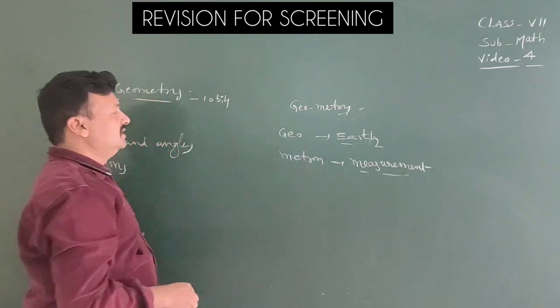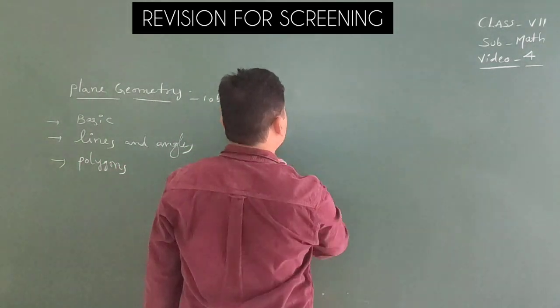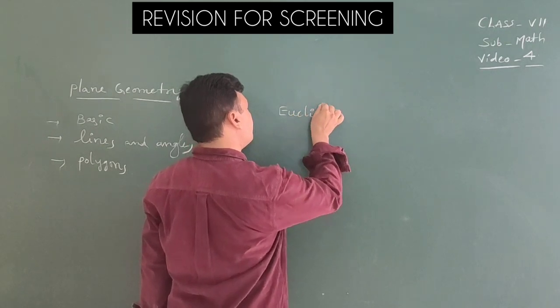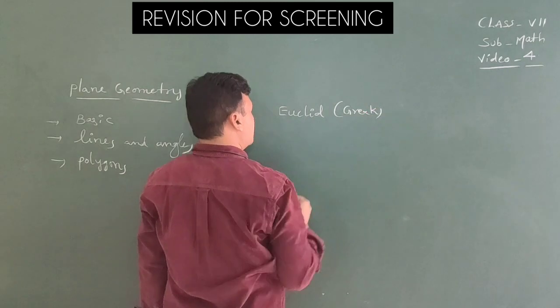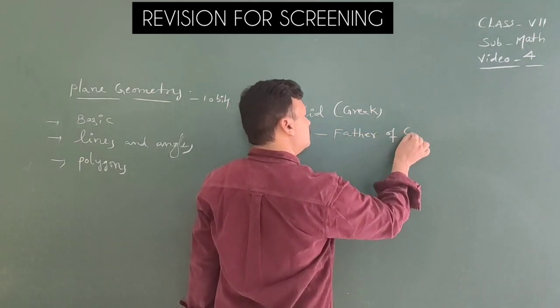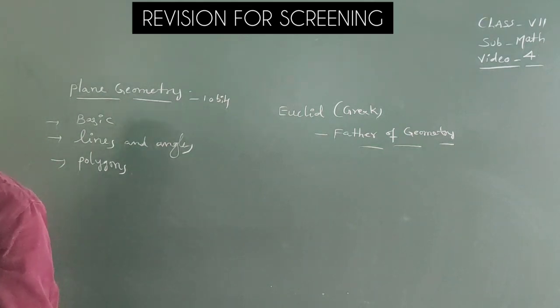Here we discuss the mathematicians who contributed to geometry. The main contribution to geometry was made by Euclid. He was a Greek mathematician. That's why Euclid is treated as the father of geometry. Now, we are following the structure of Euclidean geometry only. Not only us, 80% of the world is using the Euclidean structure of geometry.